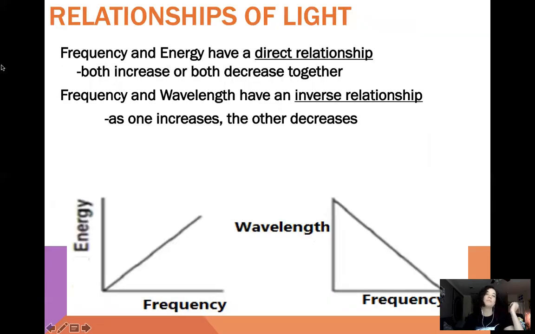So, our relationship of light. Frequency and energy have a direct relationship. A direct relationship means that as one goes up, so does the other. All right? So, if we increase the frequency of our wave, we also increase its energy. On the other hand, frequency and wavelength have an inverse relationship. So that means if we increase the frequency of our wave, we decrease its wavelength. Please make sure you copy down both of these graphs into your notes and explain their relationship. Super important that you know this.